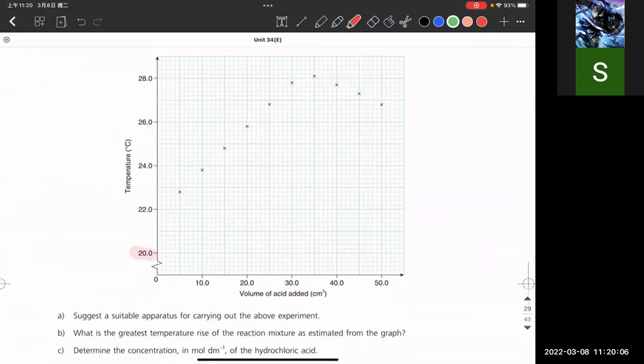Suggest a suitable apparatus for carrying out the above experiment. What container, what material container should be used? What do you think? The design is more or less similar to what you did while you do the neutralization. You use what? Polystyrene cup. Yep, polystyrene cup.